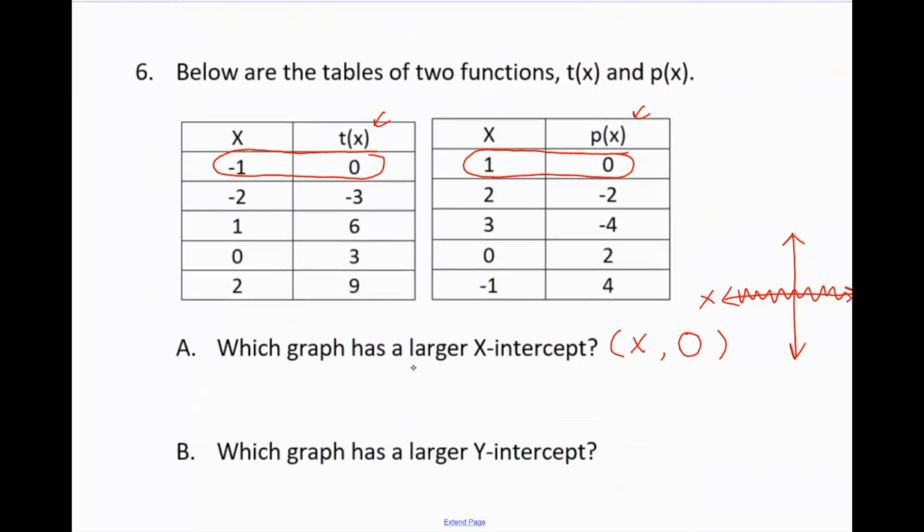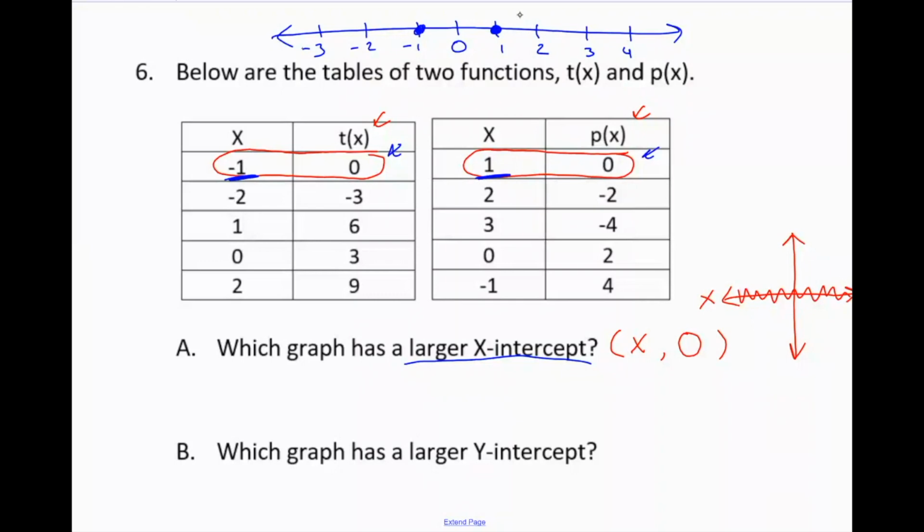And it wants to know which x-intercept is larger. So if I had a number line, and I know my y values are the same, so I'm not looking at my y values, I'm looking at my x values. So if I had a number line, and I had 0 in the middle, 1, 2, 3, 4, and -1, -2, -3. And I'm looking at 1 and -1. Which is bigger? Well, 1 is higher up on my number line. So I'm going to go with p of x. P of x is bigger than t of x, its x-intercept at least.